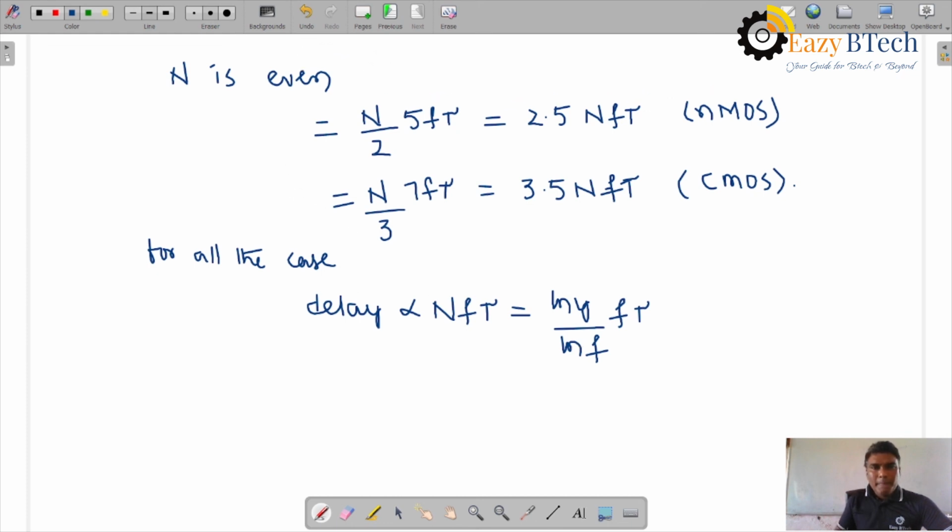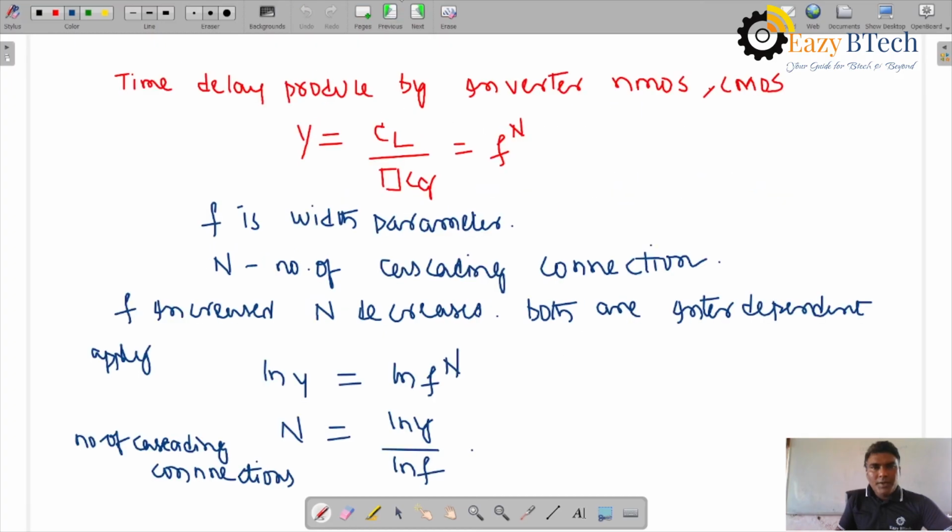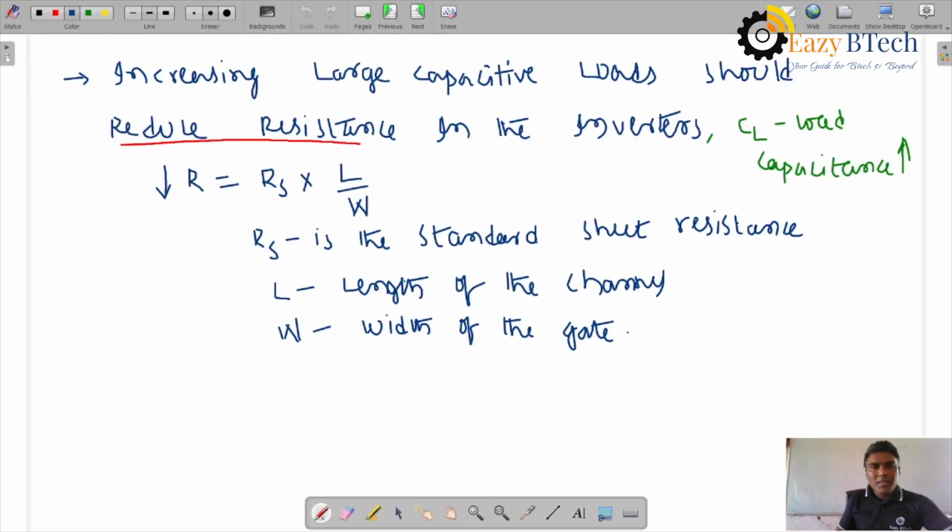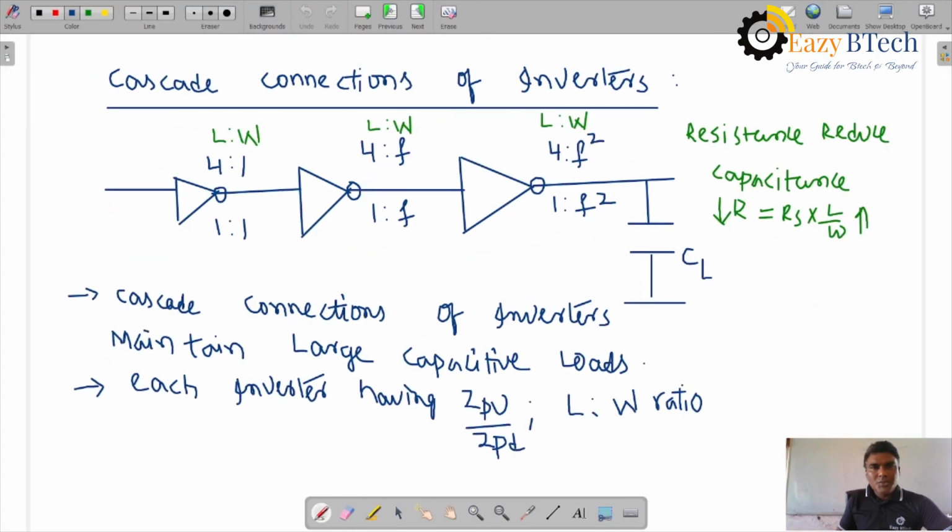This is the cascading connections of inverter time delay calculations, and how to increase the load capacitance from on chip to off chip by increasing the width parameter. The length parameter cannot be changed, it will be a fixed size in a design. So only the width we can change. We can increase the width, and the resistance reduces, so the overall capacitance is increased. So from on chip to off chip, the on chip capacitance should be increased so that it can easily drive the off chip capacitance.